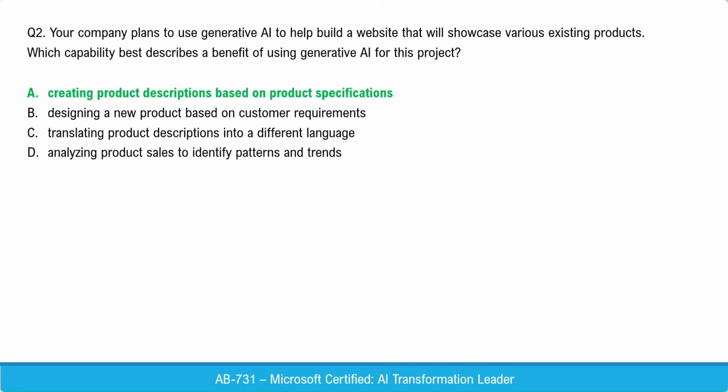I have seen over here that in some cases, some people argue that C is the correct answer. But see, translation is a useful AI capability, but it is not the primary generative benefit in this scenario. The focus is on creating content, not transforming existing content. So option A is the right answer, where we are creating product descriptions based on product specifications.